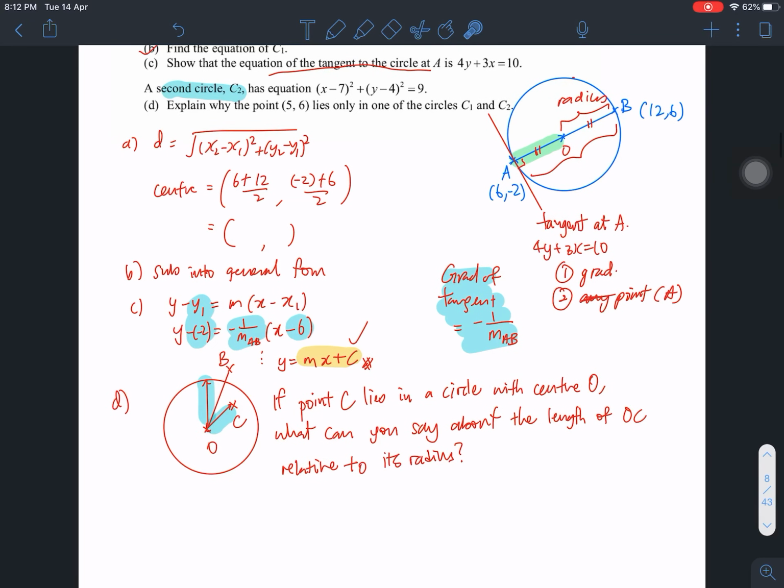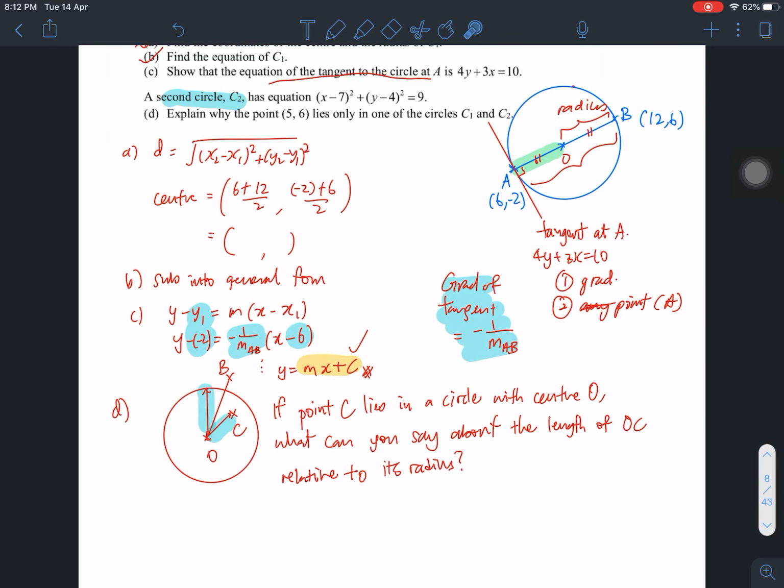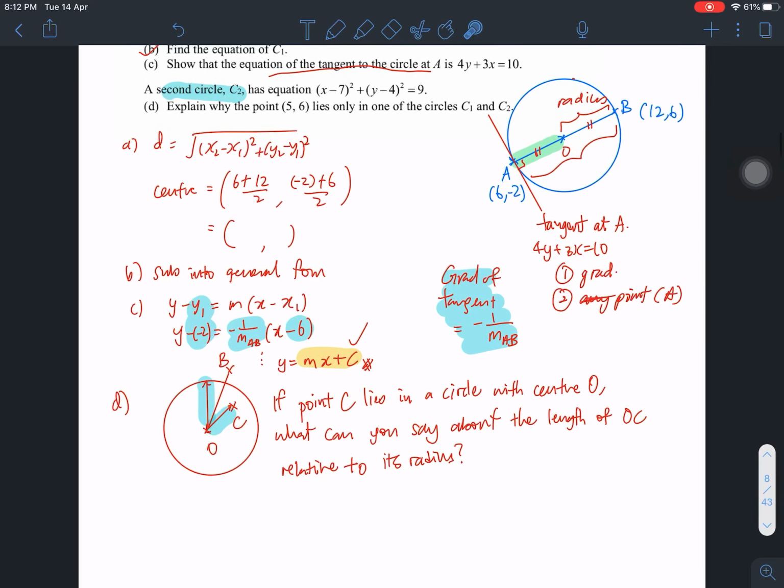To answer this question, let me just ask you a question. If I'm given this arbitrary circle, any random circle, and I tell you this point C lies in this circle with center O, what can you say about the length of OC relative to its radius? I think most of you should be able to tell me the correct answer, right? Of course, very clearly from the picture, if C lies inside the circle, the length OC would be less than the radius of the circle it is lying in.